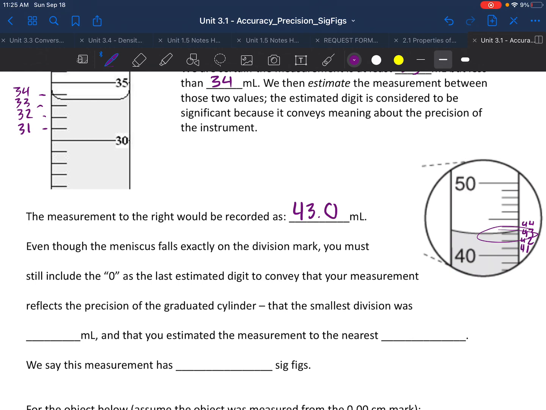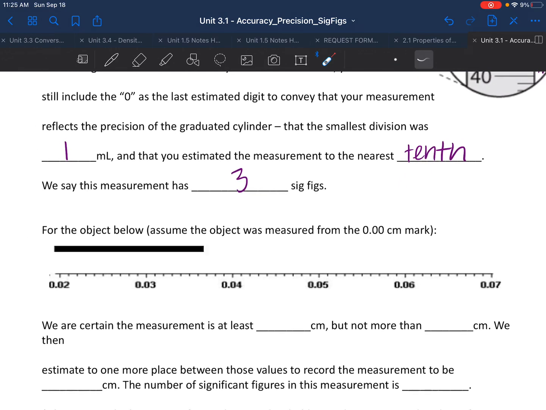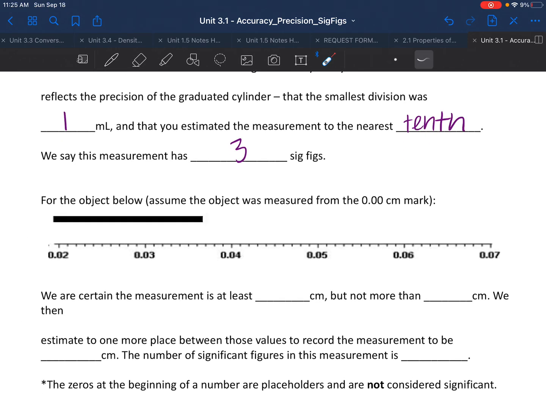Because the smallest division on here is 1 milliliter, we will estimate to the nearest tenth even if it's exactly on one of those lines. And we still have 3 significant figures. This 0 is significant because it tells us how exact we're being. So let's go through one more example and then we'll talk about the rules.